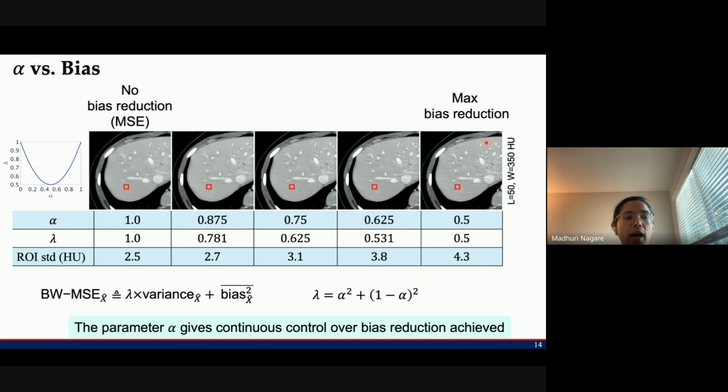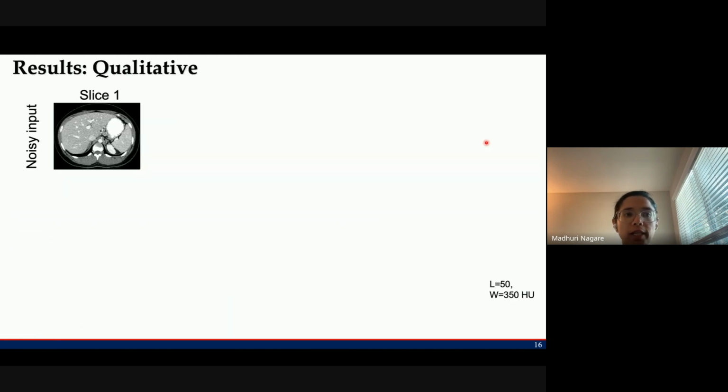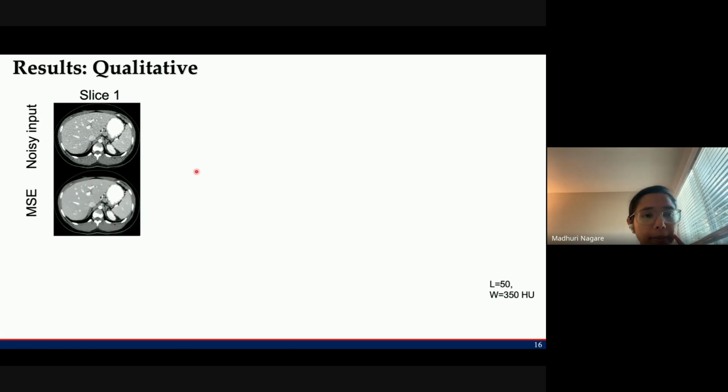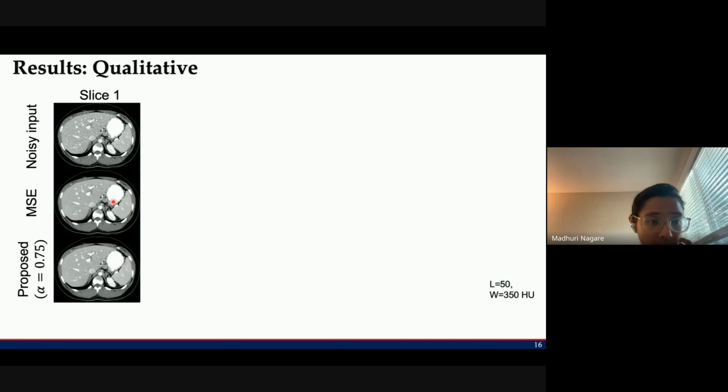But we also have a generalization: if we increase the number of branches in the network, then you can reduce bias further. So let's see actual qualitative results on clinical examples. This is the noisy input, and this is the mean square error result, which looks very smooth. And then this is the proposed result with alpha 0.75. We can see that a lot of details are coming back, and we got a lot of texture back.